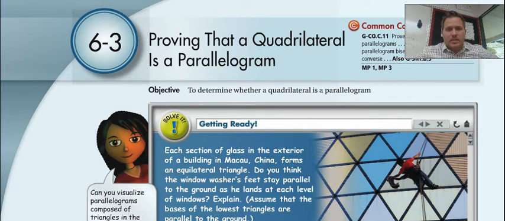Alright, welcome. This is 6.3. So at the top you're going to write proving that a quadrilateral is a parallelogram. Okay, so that's our objective today too. So our objective is to determine whether a quadrilateral is a parallelogram.